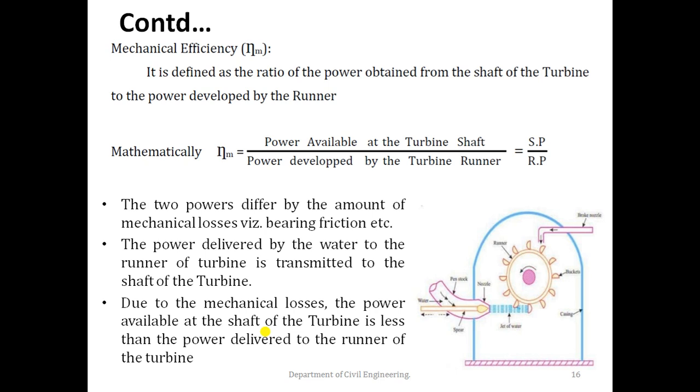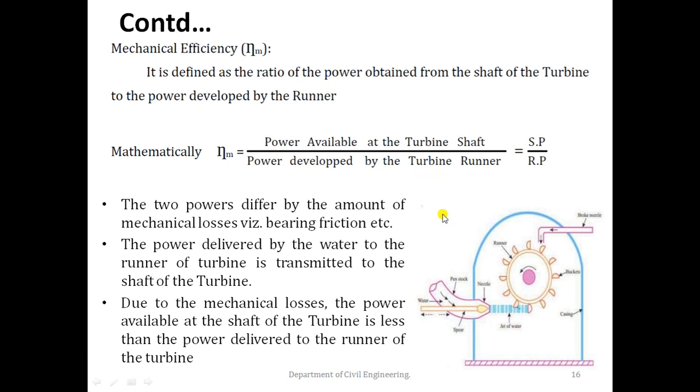Coming to mechanical efficiency, we will be denoting it as eta M. So this mechanical efficiency is defined as the ratio of the power obtained at the shaft of the turbine to the power developed by the runner. So mathematically, eta M will be equal to power available at the turbine shaft divided by the power developed by the turbine runner. So power available at the shaft of the turbine will be denoting it as Sp. Power developed by the turbine runner will be denoting it as Rp. So eta M is Sp divided by Rp.